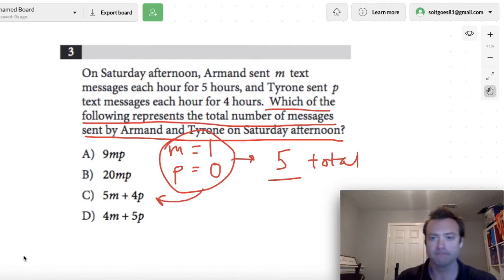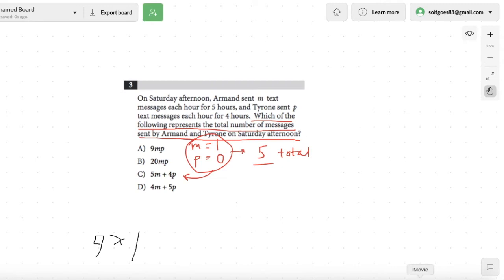All right, so plug in a 1 for M and a 0 for P. Go and do that on the whiteboard, please. Just find a clear space there on the whiteboard and we'll test answer choice A, by plugging in a 1 for M and a 0 for P. So for answer choice A, it'll look like 9 times 1 times 0. Oh, for each of the hours, I'm sorry. So 9 times 1 times 0. My handwriting's a little bit bad. You're good. So what would it be? Yeah, 9 times 1 times 0.